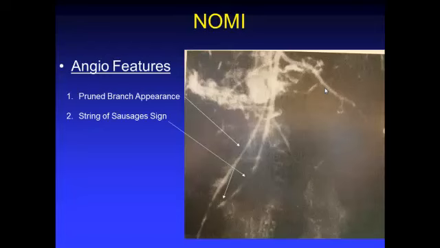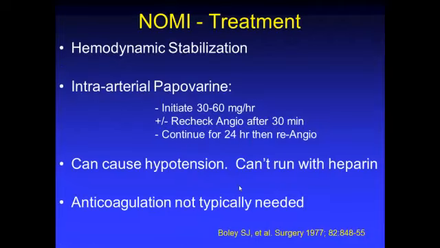You'll typically see kind of a pruned branch appearance here where you see the smaller vessels are not lighting up because they're all clamped down. The so-called string of sausages sign, where you have multiple sites of vasoconstriction, may also be noted. And if you're in there doing an angio, you can sometimes benefit these patients with infusion of intra-arterial papaverine, which, by the way, has also been shown to be helpful after you do your thrombectomy for SMA embolic cases. I probably should have mentioned that intra-arterial papaverine helps to reduce the vasospasm there, as it does here in this case of non-occlusive mesenteric ischemia.